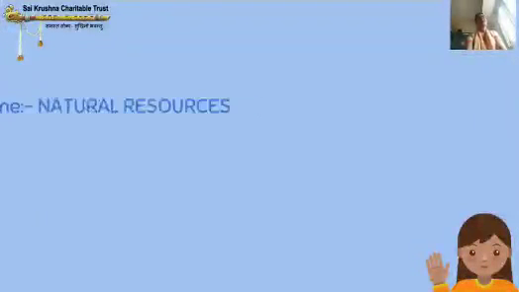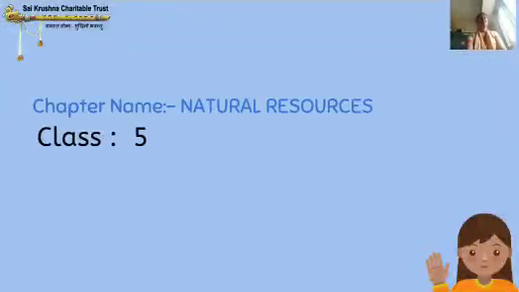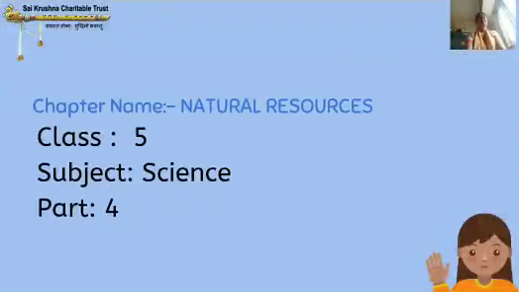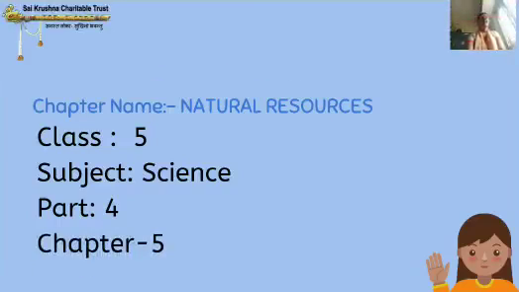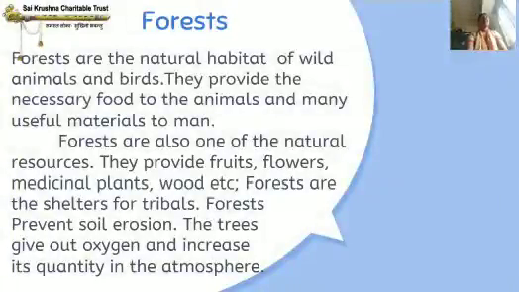So, today I'll be continuing the same lesson, Natural Resources, Class 5, Subject Science, Part 4, Chapter 5. In Part 3, I explained to you the importance of soil, the activities for which soil is used, and the different types of soil. And you should not forget, soil is also a renewable resource. Now in Part 4 we will understand the importance of forest, as forest is also a renewable resource.